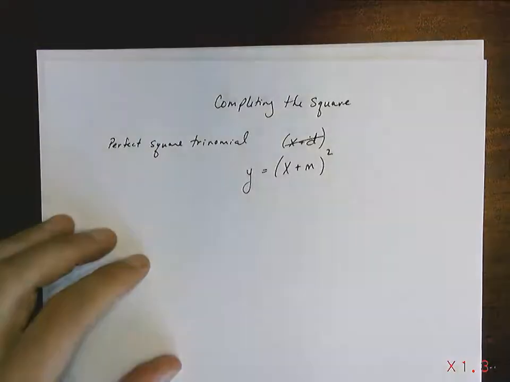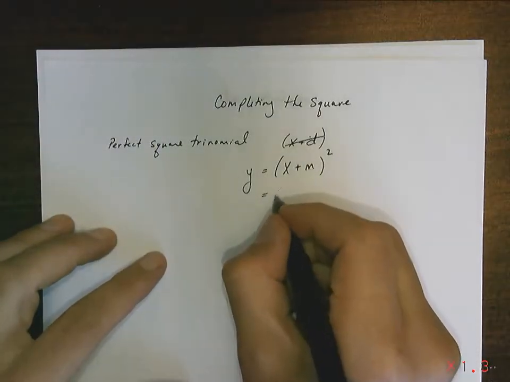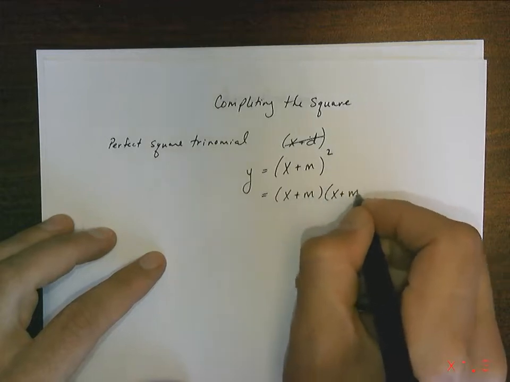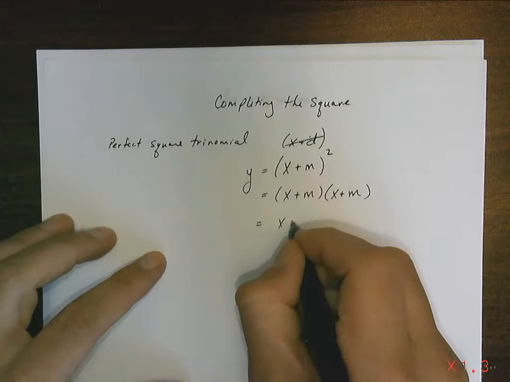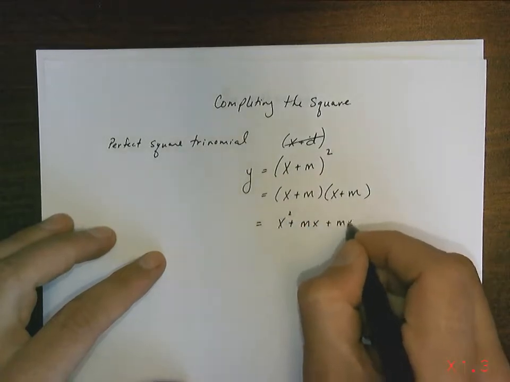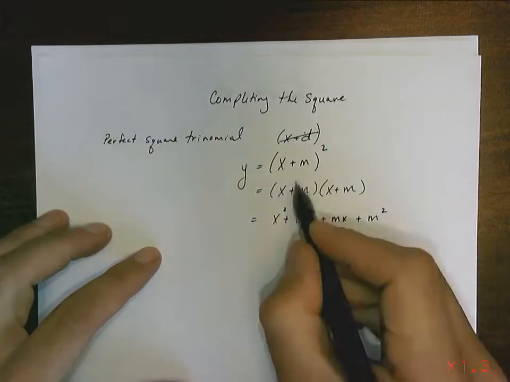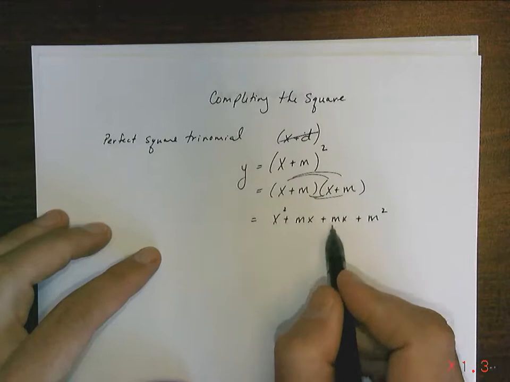Now, if I was to take this perfect square trinomial and expand it, it would look like this. And if I was to expand that, it would look like this. And you should all know how to do that. What I'm doing is just expanding. Now I'm going to collect like terms. I have an mx plus an mx.